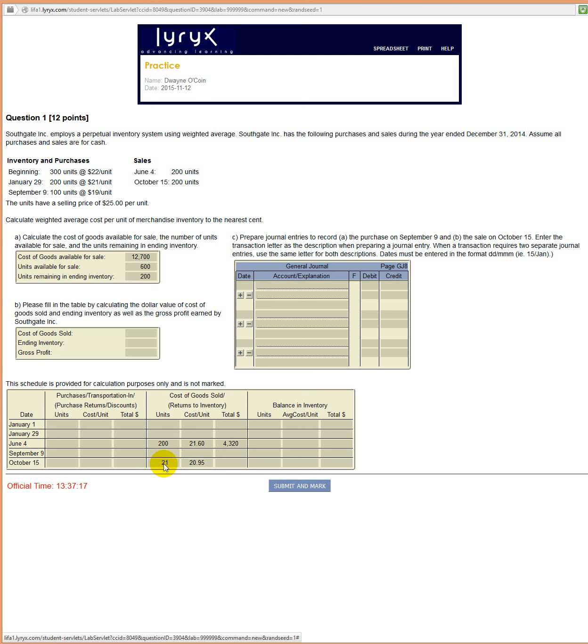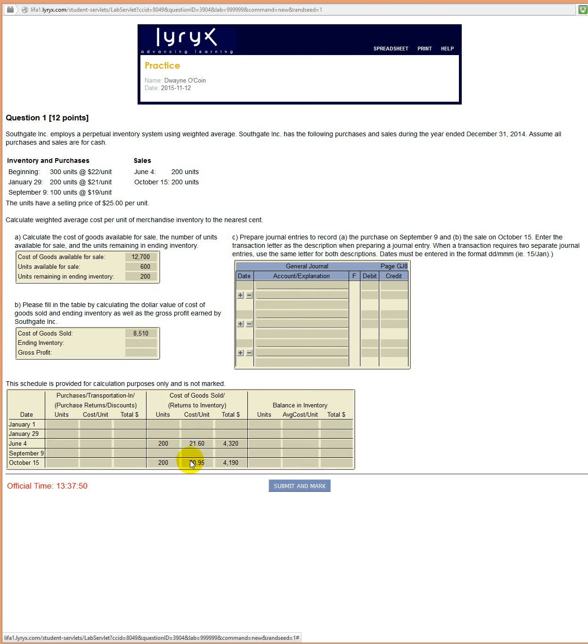Okay, so now, the number of units that were sold there is 200 units, because that's what it tells us, not 2100, 200. So, if we take that number, drag it over there, and then go to the beginning and take 200 times that amount. So 200 times the average cost of $20.95. That means our cost of goods sold is just simply the sum of those two numbers. So 4320 plus 4190.